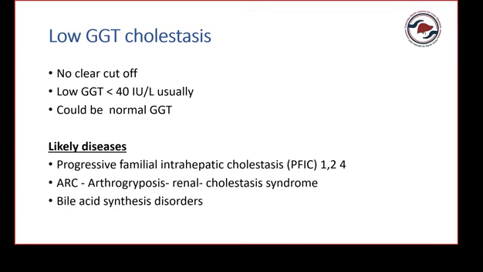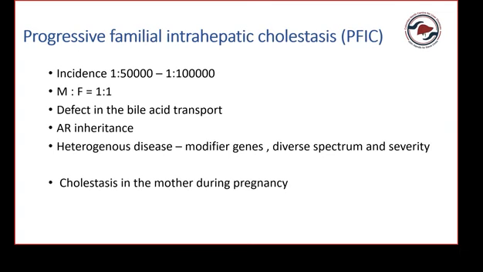And ARC syndrome, arthrogryposis renal cholestasis syndrome, a characteristic syndrome with multiple congenital anomalies where they would have low gamma GT. And bile acid synthetic disorders. Those are the three main diseases which you might consider if you have a clear-cut low gamma GT cholestasis. Let's look at progressive familial intrahepatic cholestasis.